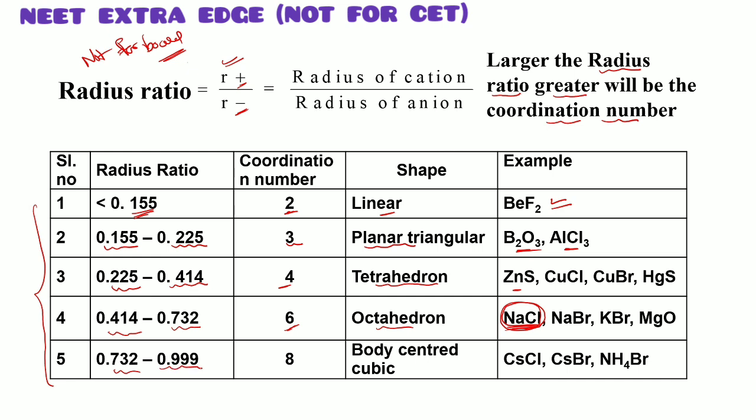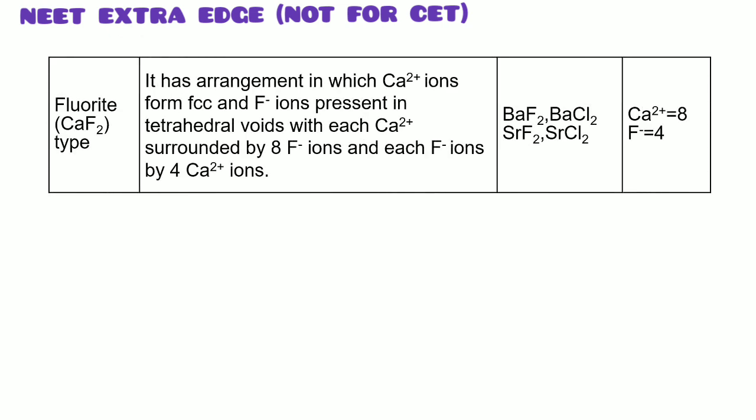0.732 to 0.999, if you consider, then body centered cubic, and CsCl is an example, the best example. CsCl or CsBr is an example for BCC. This is about radius ratio. Then we will see some important types of structures. Depending on the type of structure, they can ask some questions.